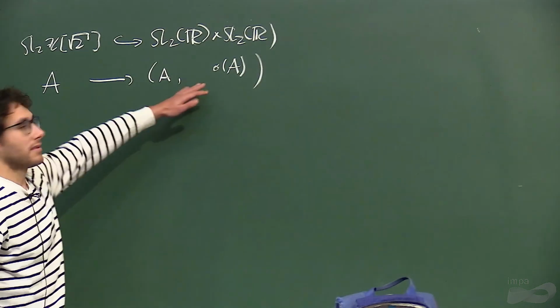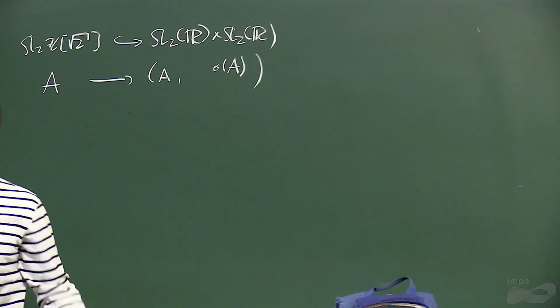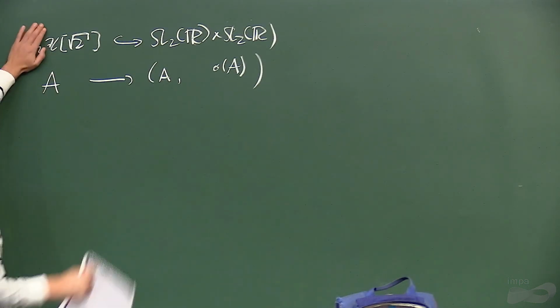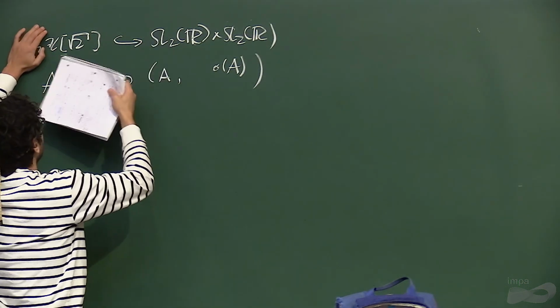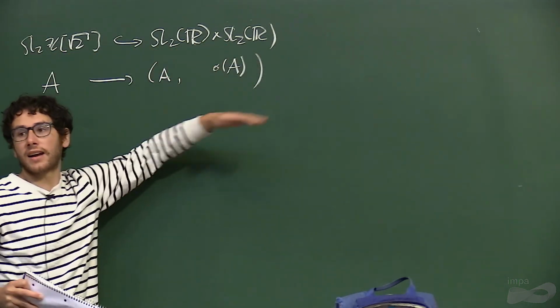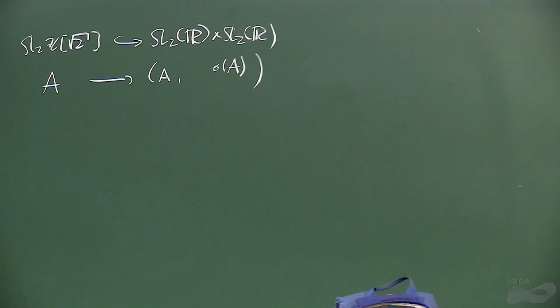for every entry a plus b√2, you change it to a minus b√2. If you forget about the SL, Z[√2] is discrete in R times R in this way, and it's a lattice in R squared, and the same thing happens for SL2Z[√2], but of course this is not trivial.